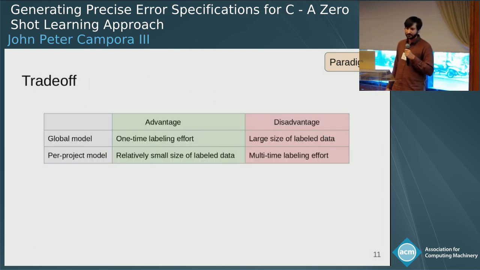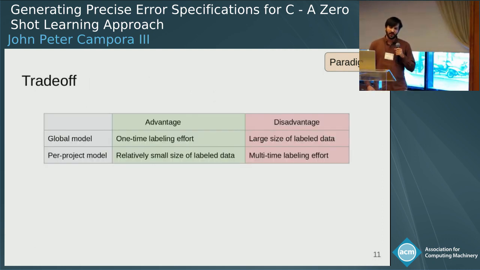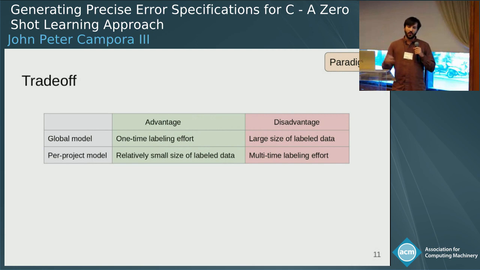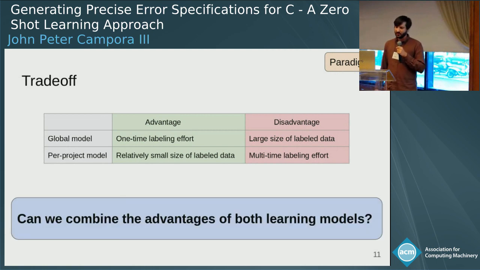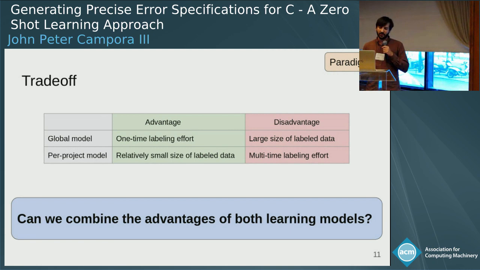the data. Okay, so there's a trade-off here where there's kind of a one-time labeling effort for the global model, but I need a lot of it. Or I can have smaller data labelings, but I need to basically figure out how to label all of these different projects, and I have to do this every time I want to train for a new project to get an error specification, which can be pretty tedious. So the question is, can we combine the advantages of both learning models?